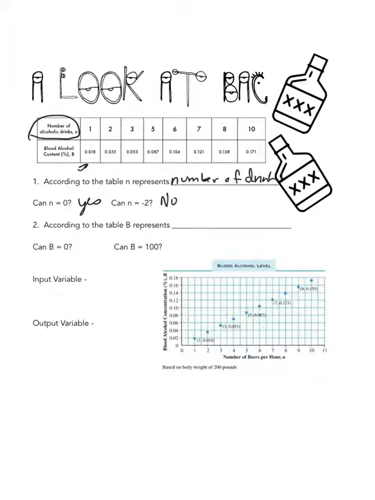According to the table, B represents blood alcohol content. Can your blood alcohol content be 0? Yes. Can your blood alcohol content be 100? I would say no. And the reason I'm saying that is because we have to look at the context of the problem. In the context of this, if your blood alcohol content is 100%, then you are dead. So let's just say no.